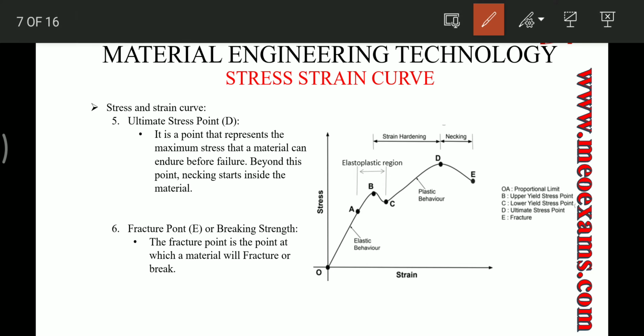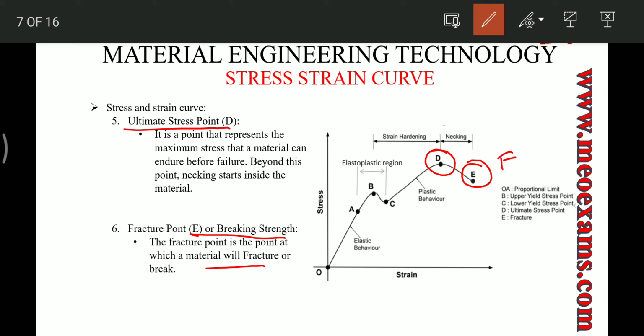Then we have the ultimate stress point. This point T over here represents the ultimate stress point, which is the maximum stress the material can endure before failure. Beyond this point, necking will start. Then this point E, in most diagrams you will see this point as F. F means fracture. So this fracture point or breaking point is the point where the material will fail or break. Hope you have understood all the points, friends.